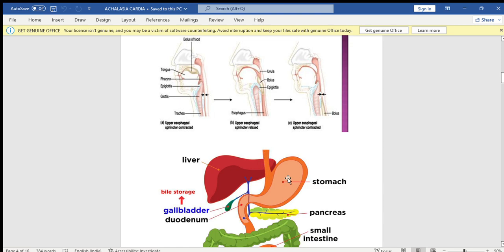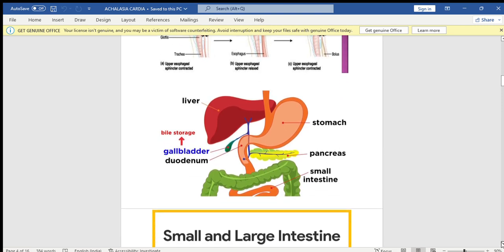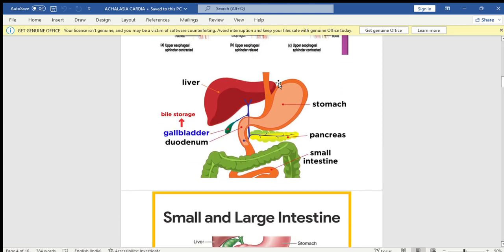When that does not happen, we get dysphagia, regurgitation and heartburn, and that is what is happening in case of Achalasia cardia, right? Now this is a basic diagram showing your stomach.